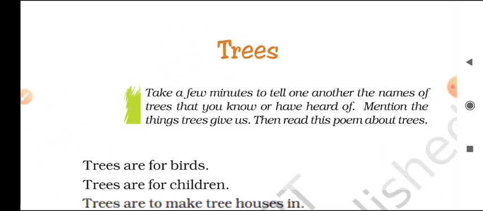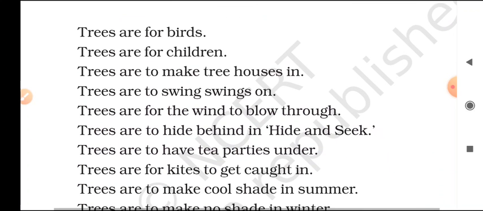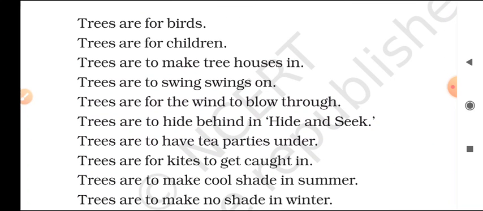Let's read the poem. Trees are for birds. Trees are for children. Trees are to make tree houses in. Trees are to swing on. Trees are for the wind to blow through. Trees are to hide behind in hide and seek. Trees are to have tea parties under. Trees are for kites to get caught in.